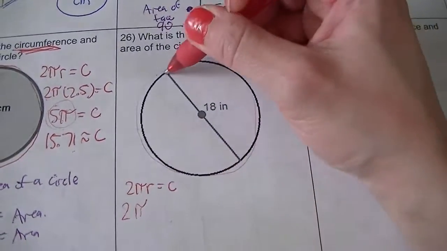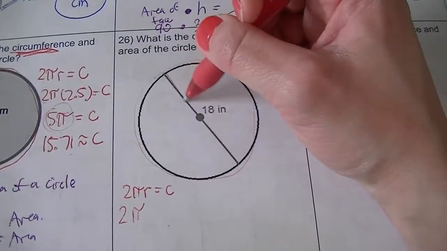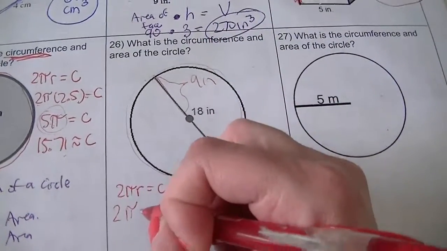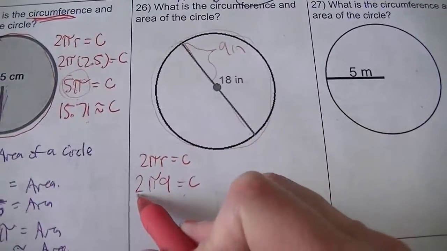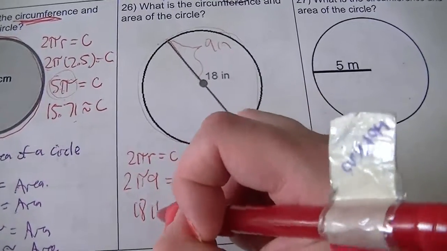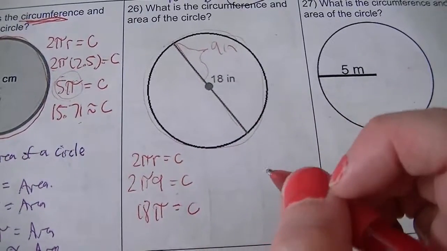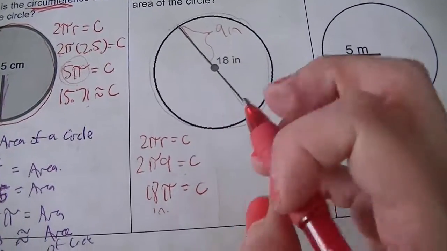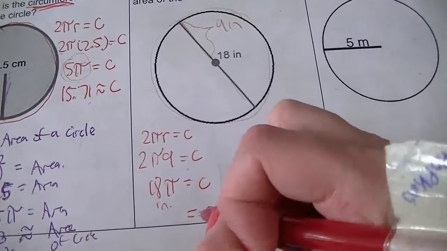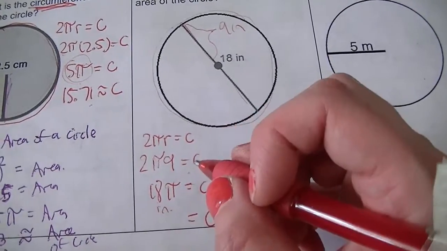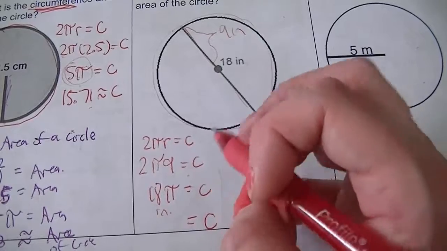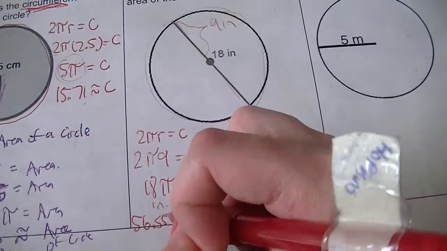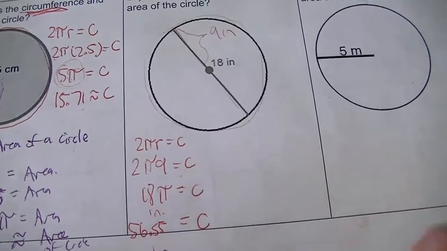Now the radius. So from here to here is 18 inches. That's the diameter. So the radius would be 9 inches. Don't get fooled, okay? So I can go 2 times 9, which is 18 times pi. 18 pi is the most precise circumference for this, okay? Well, I should label it inches, sorry. But let's go ahead and use the pi button on our calculator and go 18 times pi, and you should get 56 and 55 hundredths inches, okay?